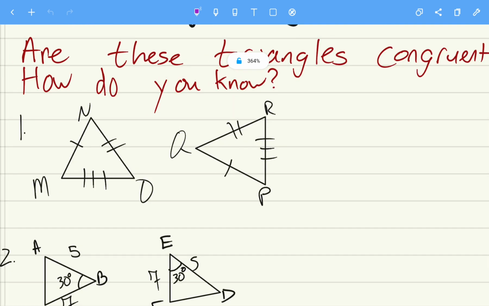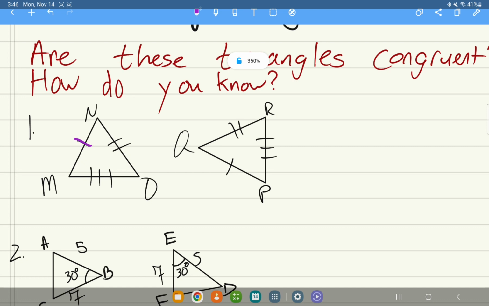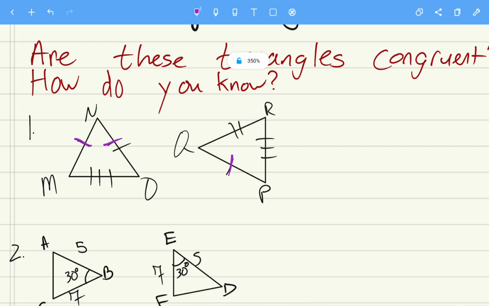So if we look here, number one, we are asking ourselves, are these triangles congruent? And if so, how do we know? Well, I see one side, another side, and a third side. So this is enough because of the side theorem. And that's it.